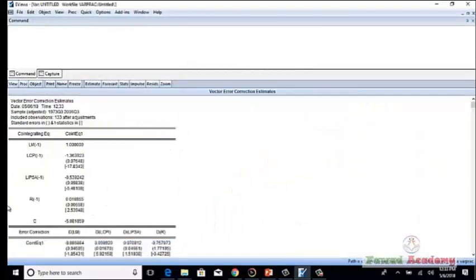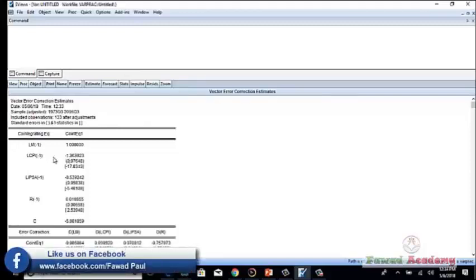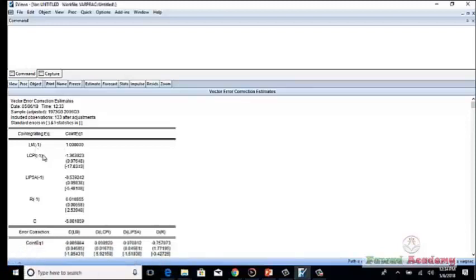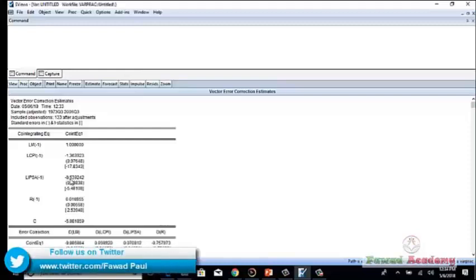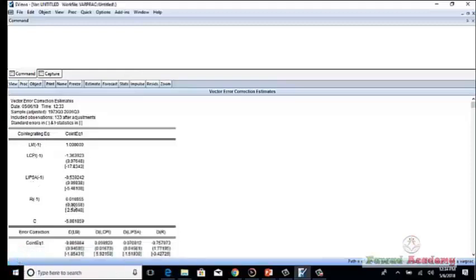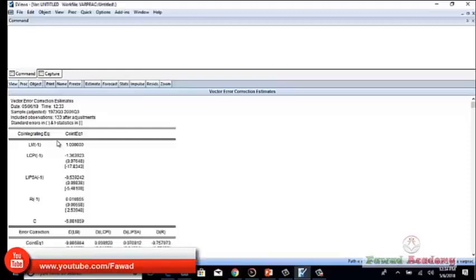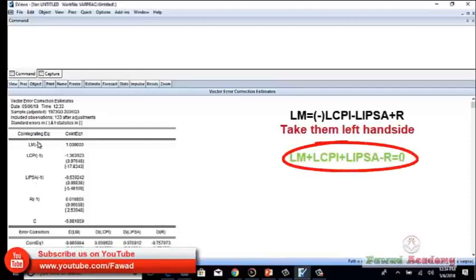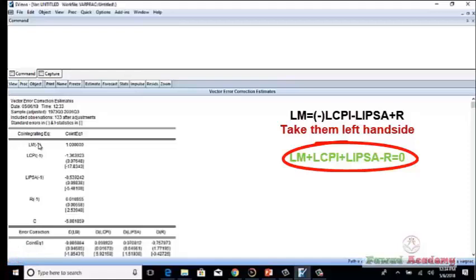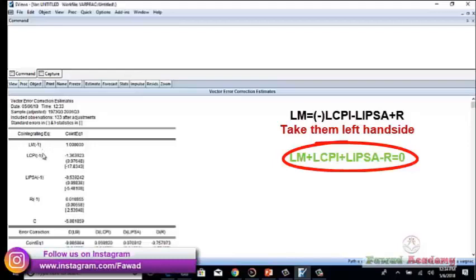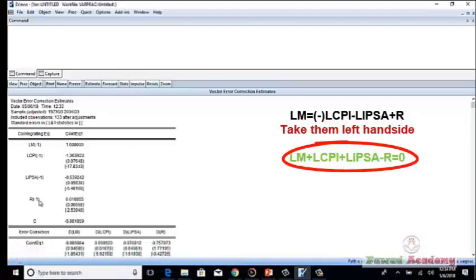This is our long-run equation. The minus sign shows that there is a positive association between the consumer price index and the money supply, and the minus sign shows that there is a positive association between money supply and industrial production, and the positive sign shows that there is a negative relationship between the interest rate and the money supply. The interpretation is always opposite because there is an equal sign between the dependent variable and the independent variables. This is the long-run equation.